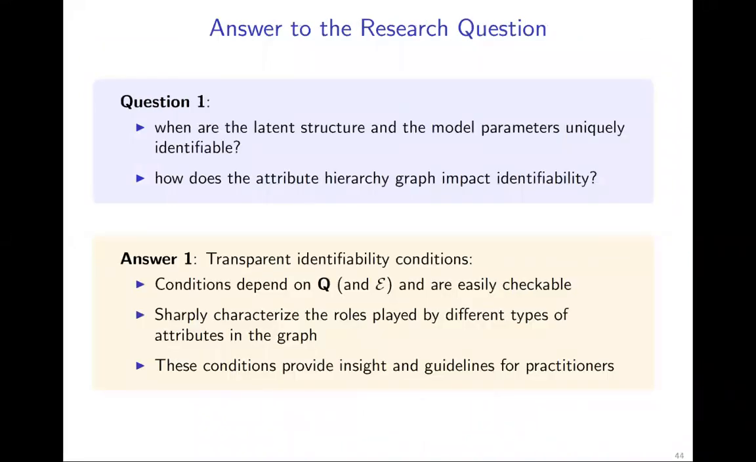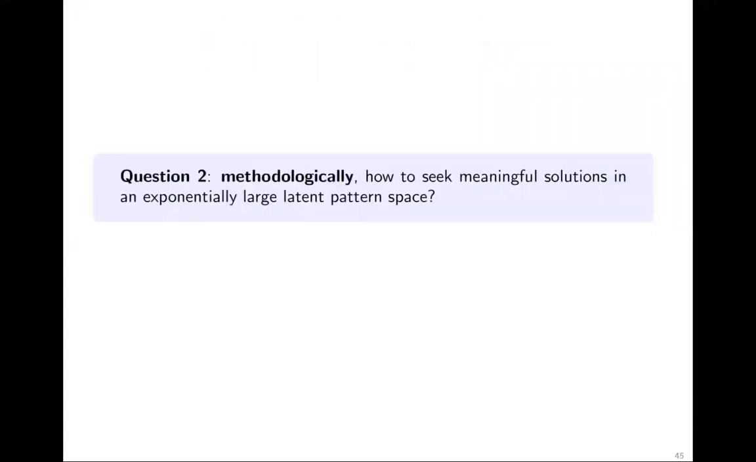So a short summary of the identifiability issue for latent attribute models is that we have some conditions that are transparent, because they only depend on Q or the attribute hierarchy graph, but do not depend on the values of model parameters such as theta or P. Therefore, our conditions are easily checkable, and they sharply characterize the roles played by different types of attributes. And they can serve as useful guidelines for practitioners to design their tests under a potentially complex hierarchy.